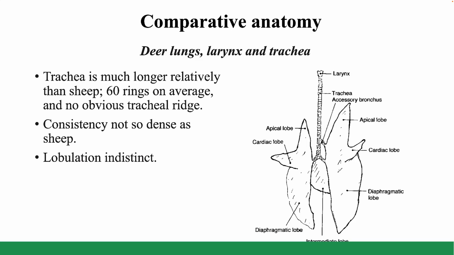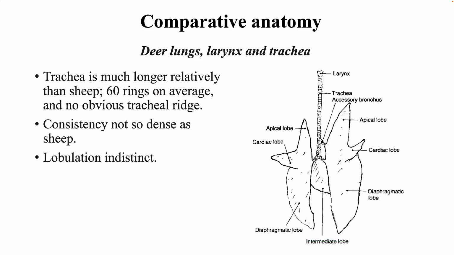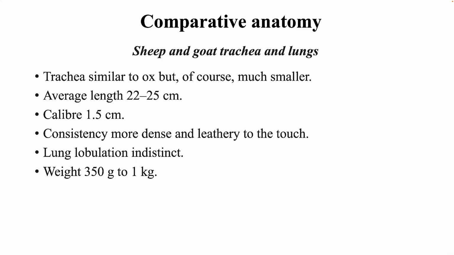So the trachea is relatively longer here as compared to sheep, and there is no tracheal ridge here as well, and lung consistency is not so dense as it was in sheep. Sheep now, we say trachea is very similar to ox, but of course it's smaller because it's a smaller species of animal.